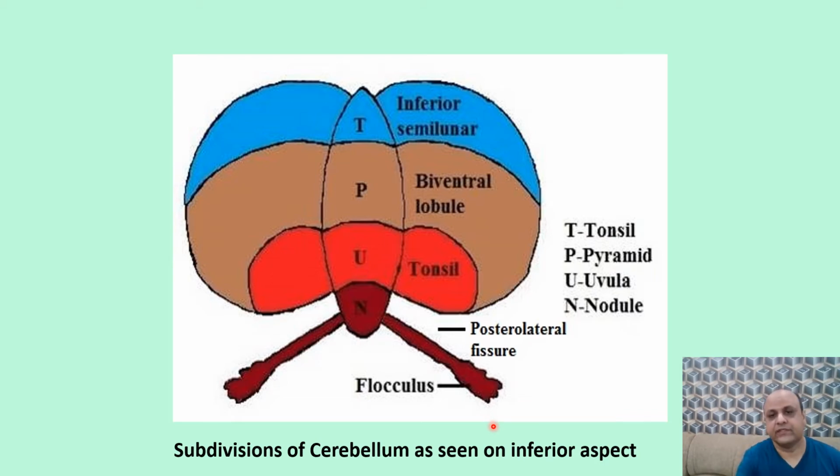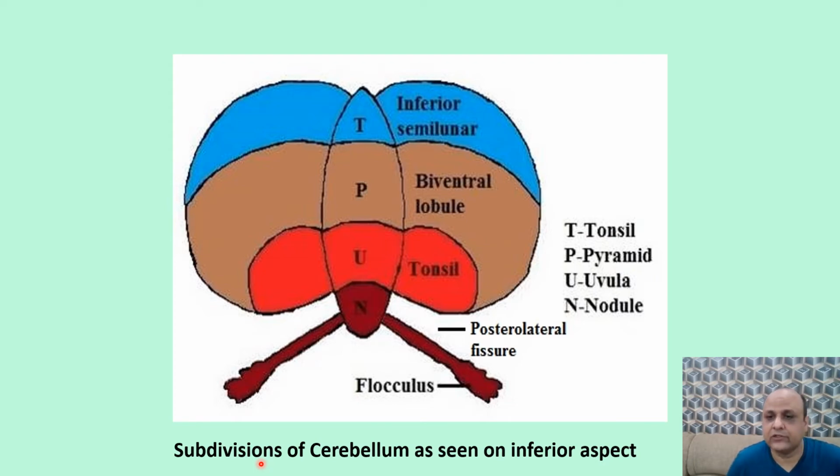So here, students, you must appreciate this posterolateral fissure. Posterolateral fissure is the one which is separating the middle lobe of cerebellum from the posterior lobe of cerebellum. And so here you see the nodule and the flocculus, they together make up the flocculonodular lobe. So that is separated from the rest of the cerebellum by this posterolateral fissure. So this diagram shows the subdivisions of the cerebellum as seen on the inferior aspect. This is just a diagrammatic representation.